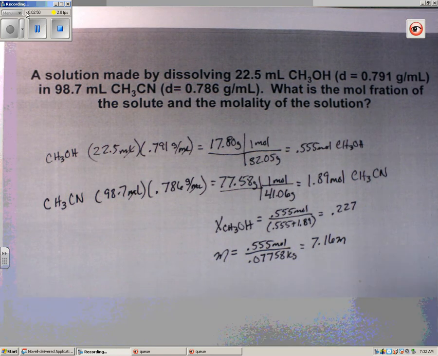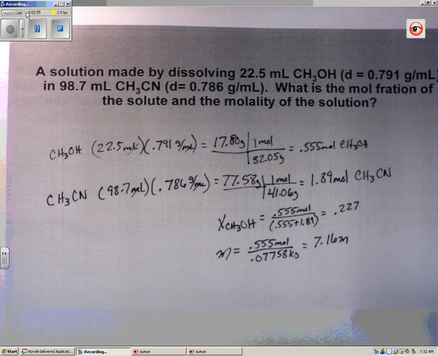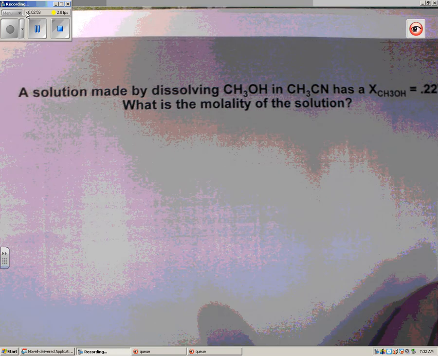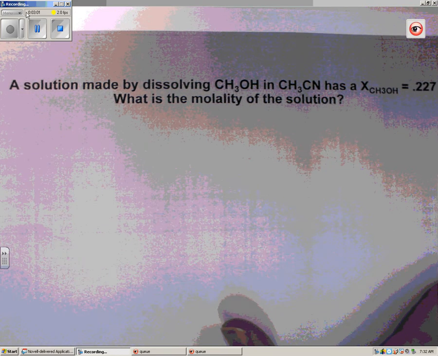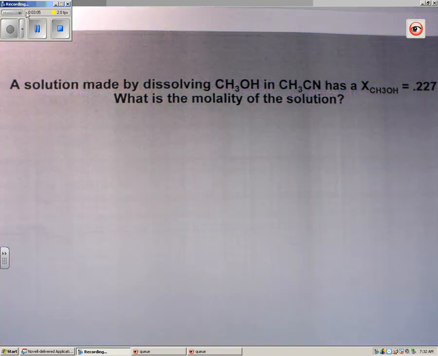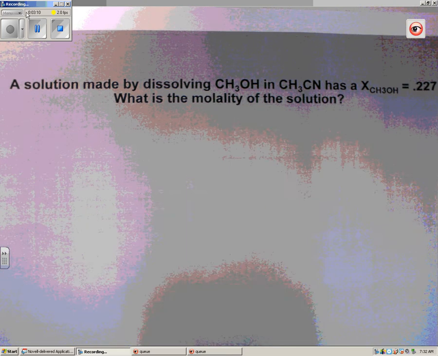Another type of problem that you're going to run into, and this one's very similar, I just used the same type of problem to prove a point here. I have a solution made by dissolving methanol in methyl cyanide, and it has a mole fraction of methanol of 0.227, and they want to know the molality. So going from mole fraction to molality, just a little trick there.